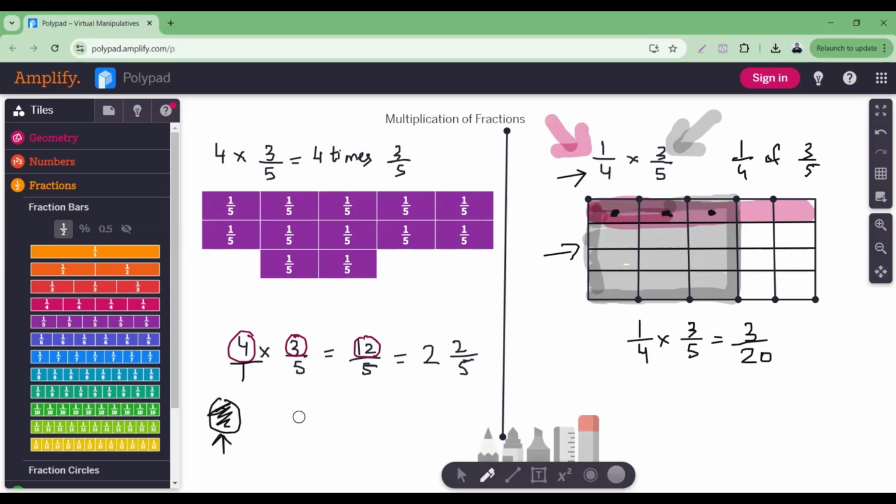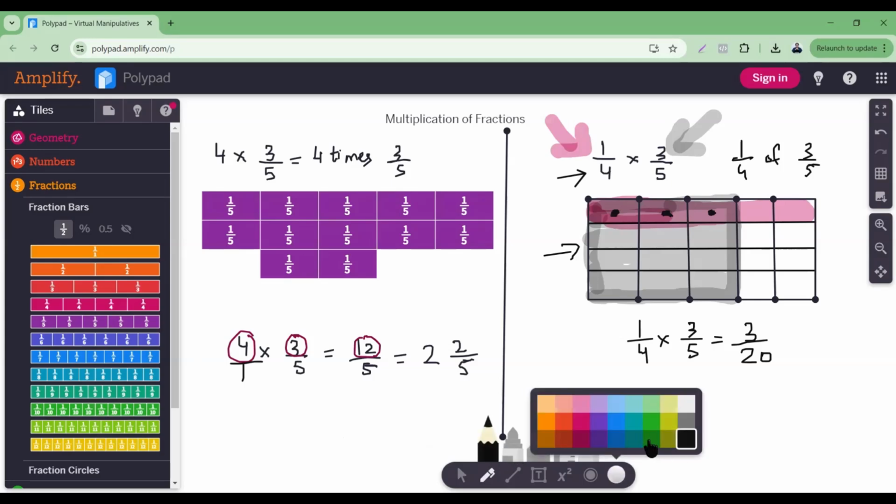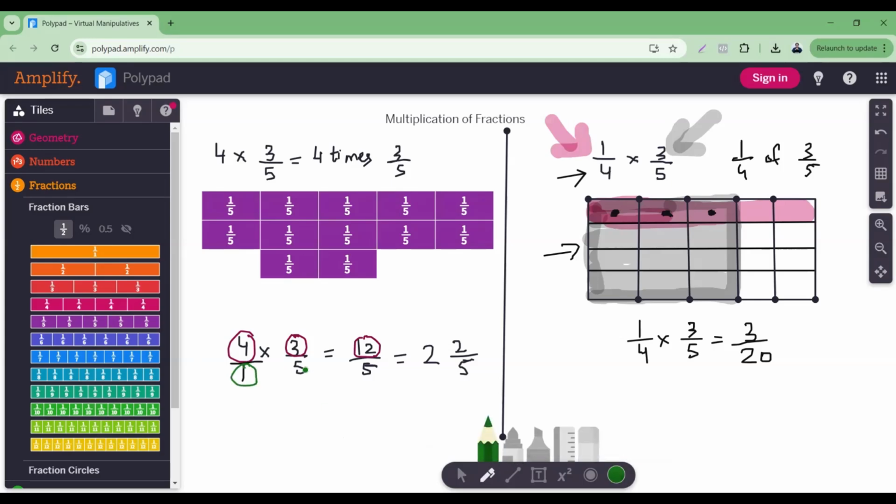So this also is 4 wholes, right? So if we do like that, what is happening? The bottom, the denominator also, 1 times 5 is giving me a 5. Okay, I saw some pattern here. Does this pattern apply even for the case of fraction multiplied by fraction? Let's see. 1 multiplied by 3 gave me a 3. Does the same pattern apply for the denominator? Let's see. 4 multiplied by 5 gives me a 20.